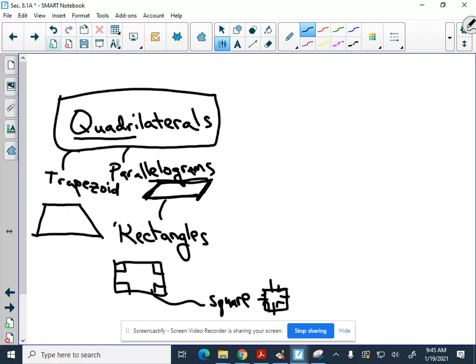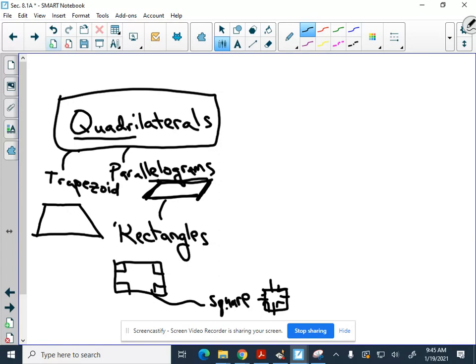All squares are rectangles. All squares are parallelograms. All squares are quadrilaterals. But not all rectangles are squares. Am I making some sense? Because a rectangle, if it has different lengths, isn't a square. But a square is always a rectangle.